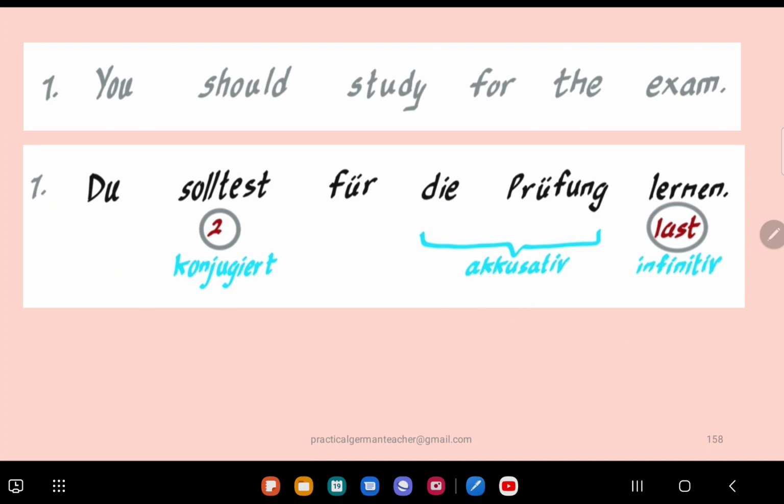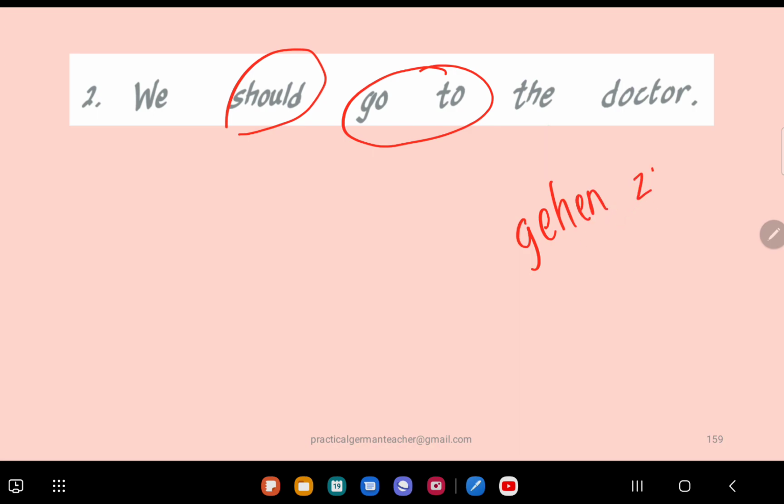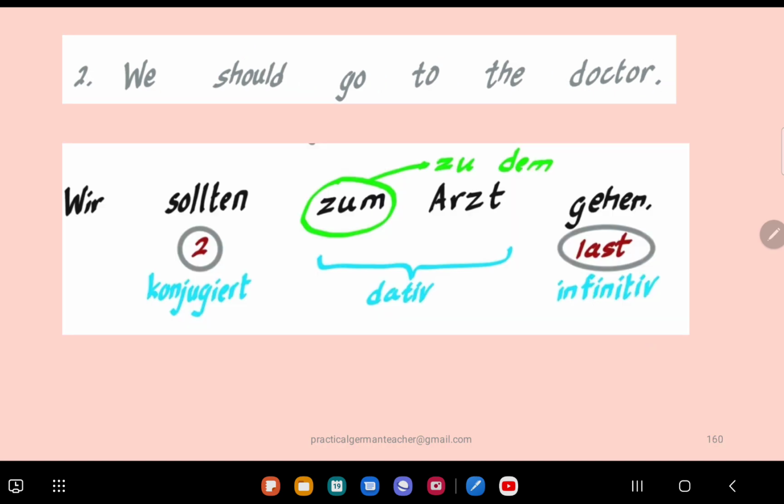And because the still remains in the accusative case. Next is we should go to the doctor. So again, should. To go, here you will have to use the verb gehen, and the preposition will be zu plus dative. Okay, so the doctor will be in dative case. So wir sollten zum Arzt gehen. Here it is in dative case.